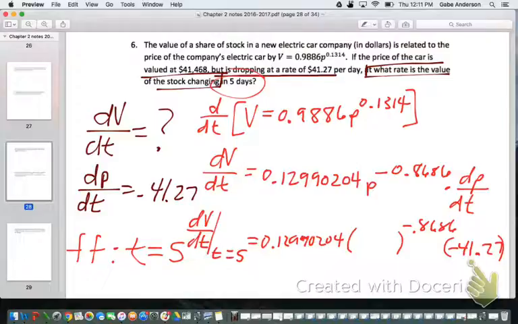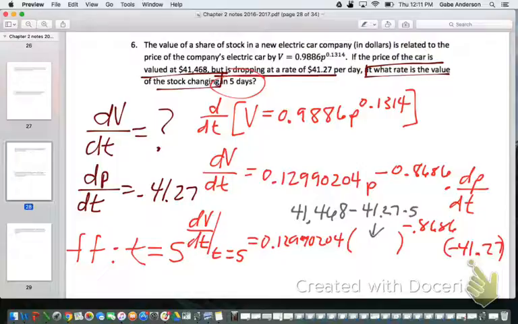You're exactly right. The big trap here is, and maybe some of you might have been thinking of this, maybe you weren't, but the big trap is to put 41,468 in for P, right? That's definitely a trap. Because that's how much the car was worth 5 days ago. We want to know how much it's worth right now. 5 days into the future, really, is what we're talking about. And so what you would do is you would go 41,468 minus 41.27 times 5.